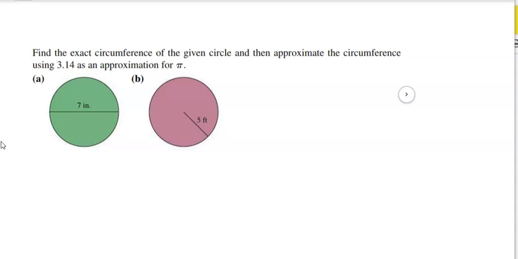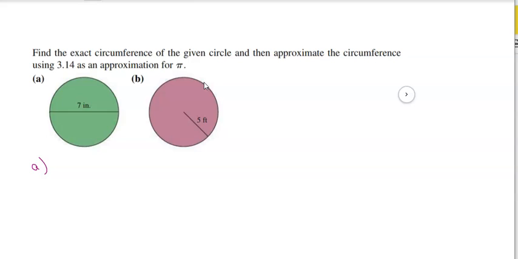So we're being asked to find the exact circumference of the given circle and then approximate the circumference using 3.14 as an approximation for pi. So remember, pi goes on forever, so when we turn pi into 3.14, that's called an approximation because we've rounded it, so it's not going to be exact. So an exact answer has pi in it, and an approximation uses 3.14. So that's going to be something you'll want to know in the homework. Alright, so I'm going to do A, and I'm going to have you do B.